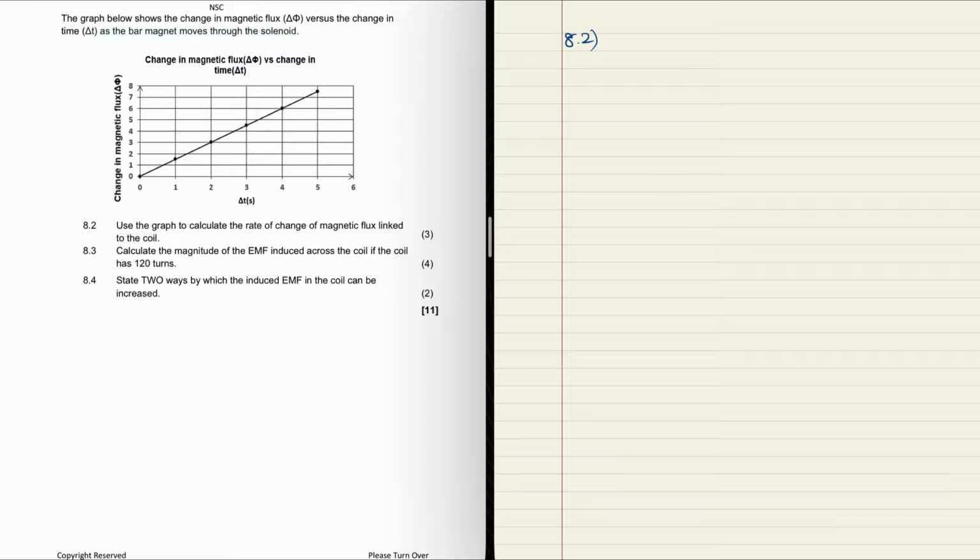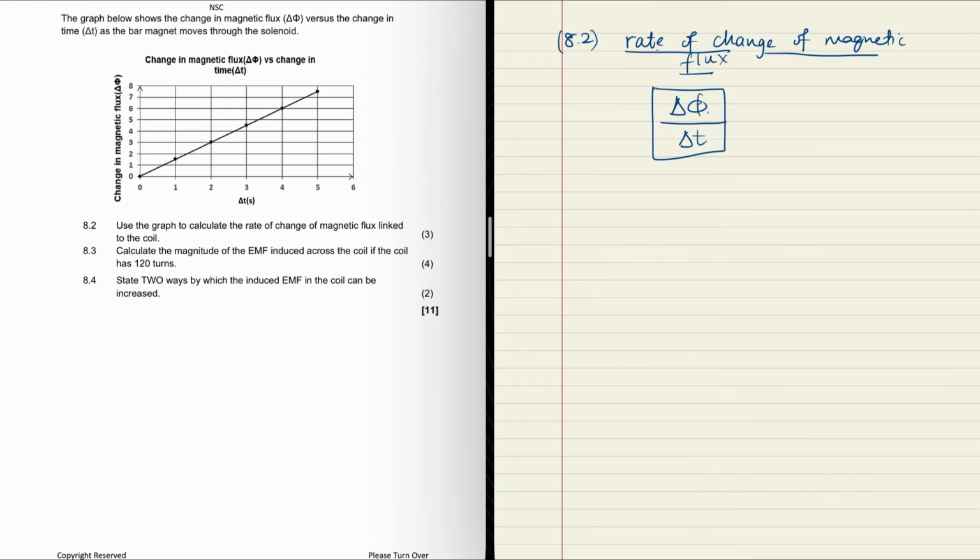So 8.2, they want to know the rate of change of magnetic flux. So what is that? Rate of change means we are dividing by time, and change of magnetic flux, so delta phi. So what we're looking for is delta phi divided by delta t. And since we have delta phi on our y-axis and delta t on our x-axis, what we're essentially looking for is the gradient.